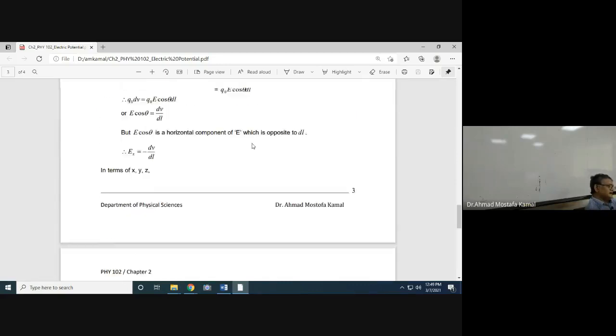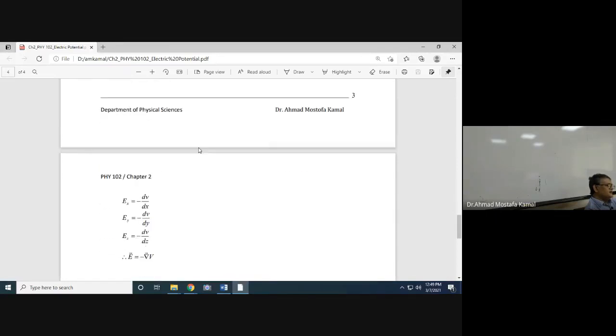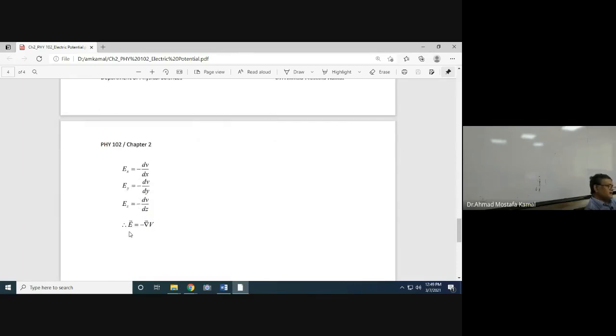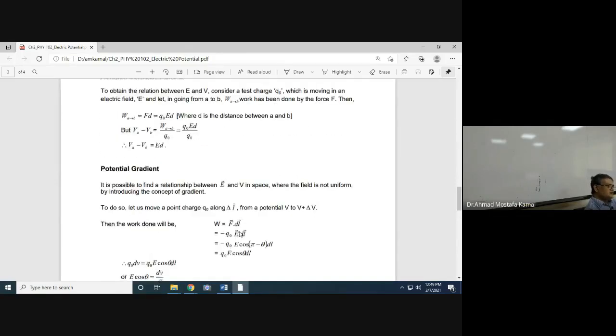It is something like that: for a uniform field, E equals V by d, but for a non-uniform field, E equals dV by dx or dV by dz, etc., or simply E equals minus del V, dV by dr, you can say. But the concept is the same. The relationship will be of the same kind: E equals V by d.